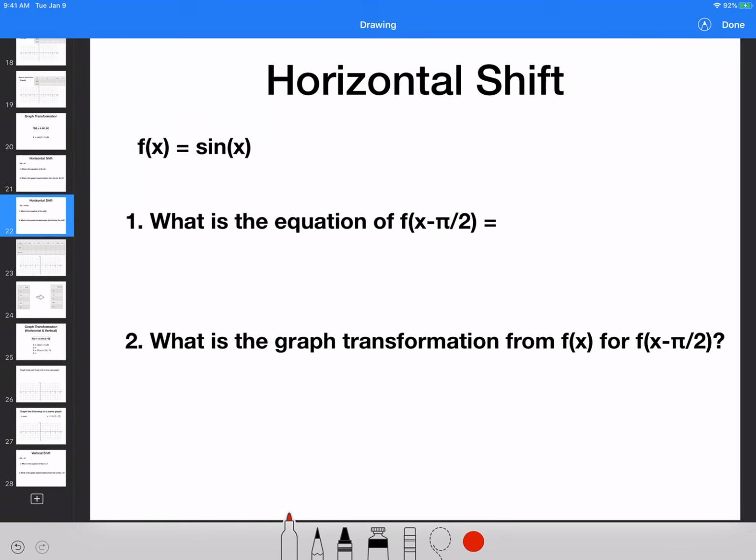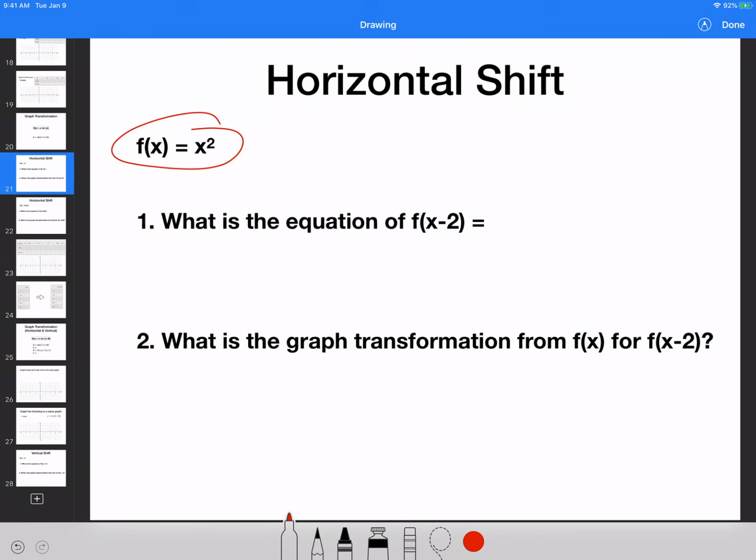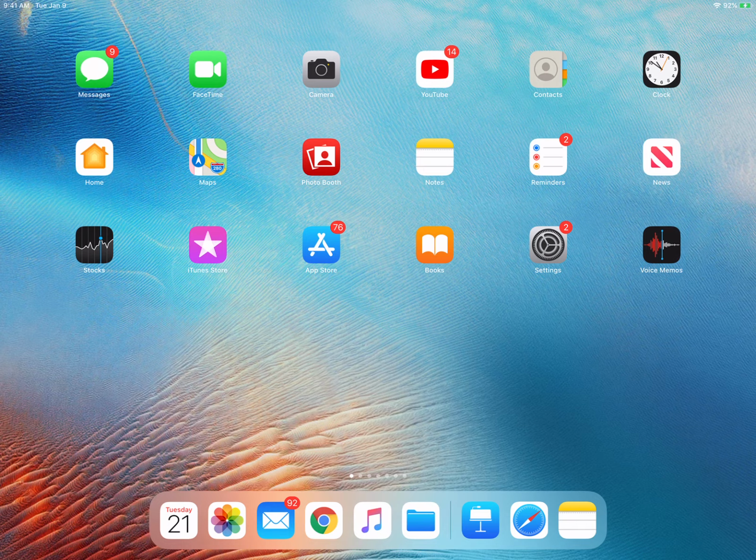Okay, so let's go over the basics. I always like to start with x squared. Just a quick side note. What is the equation of f of x minus 2? Let's say, what is the graph transformation going to be here? Well, if you take a look at x squared and x minus 2 squared, because you plug in x minus 2 into this function, how would the graph transformation look? That's the question, right? So let's go to Desmos here.